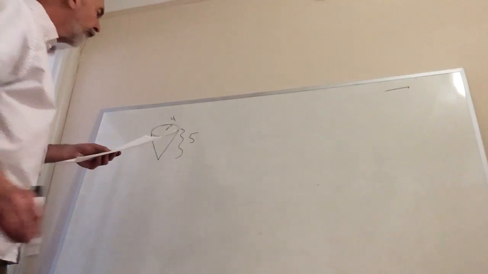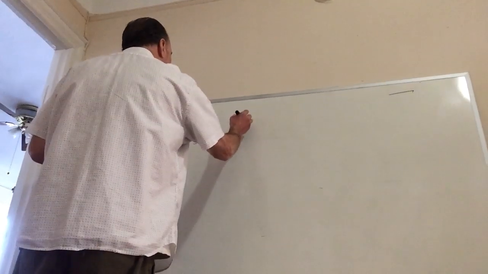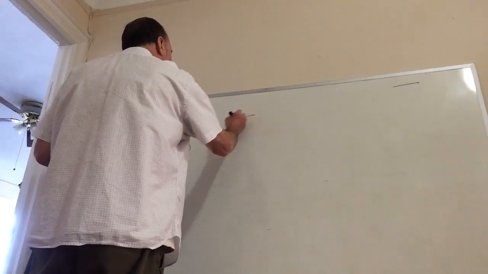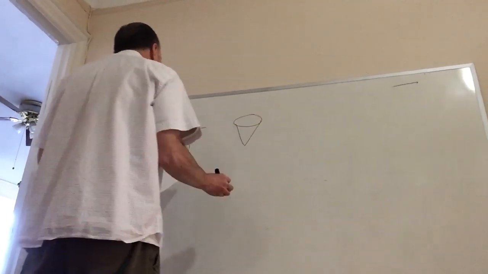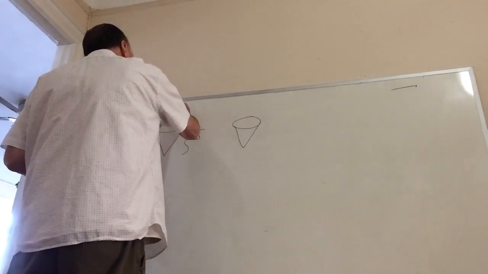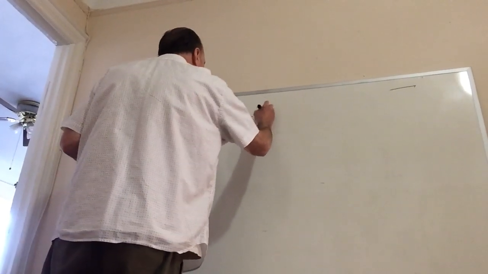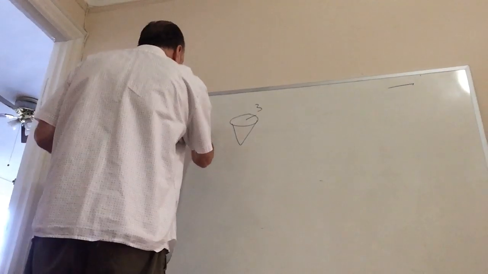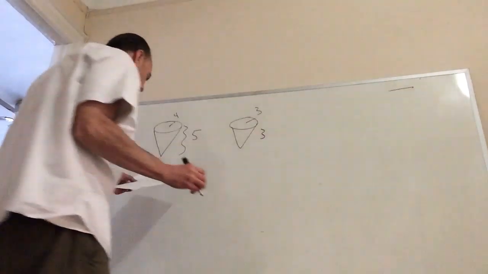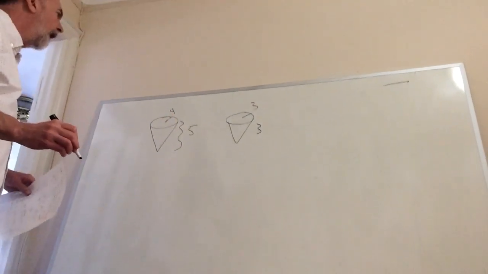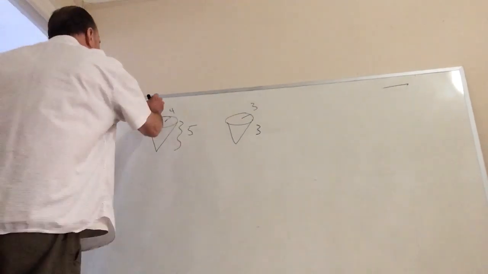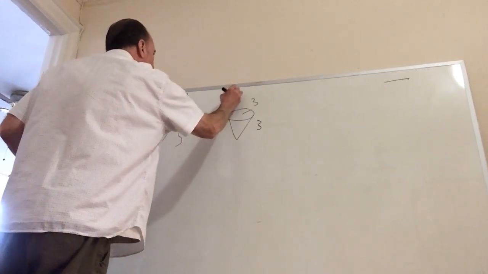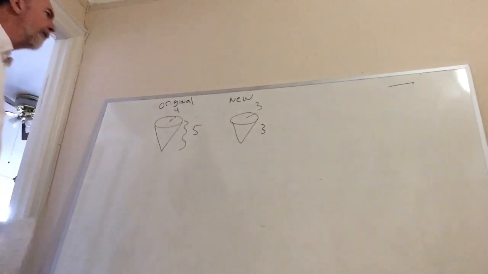If the radius is decreased by 1, so we make a smaller cone. We imagine a smaller cone. So the radius is decreased by 1. 4 minus 1 is 3 over here. And the height is decreased by 2. 5 minus 2 is 3 over here. But what is the difference between the original and the new? And you'd be expected to do these kind of problems.